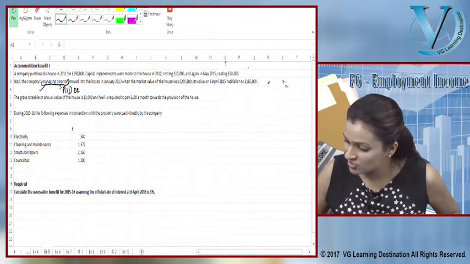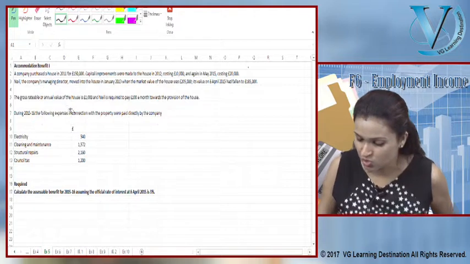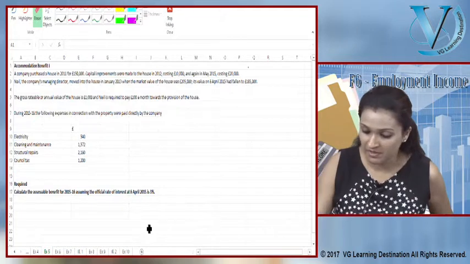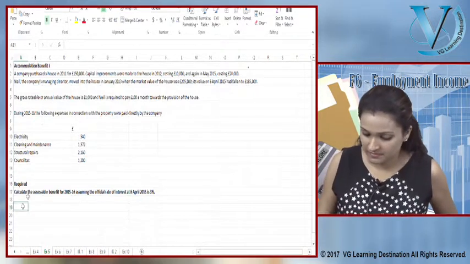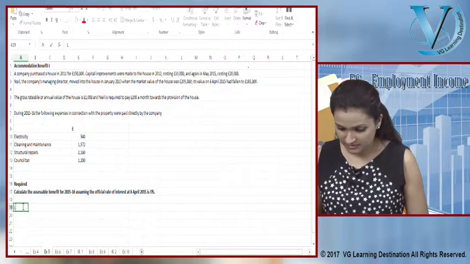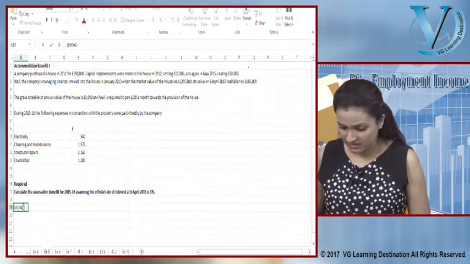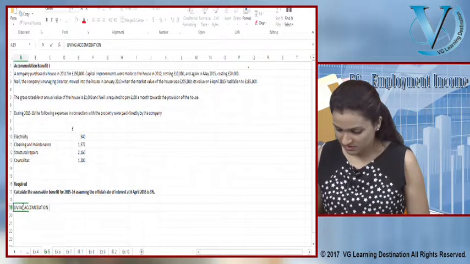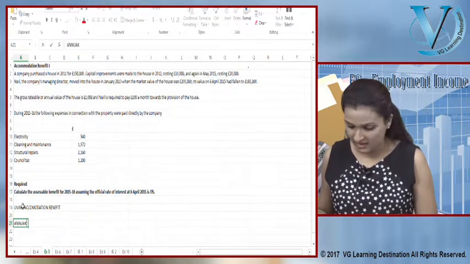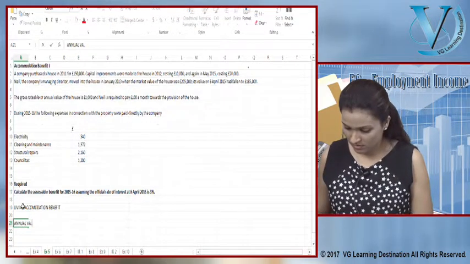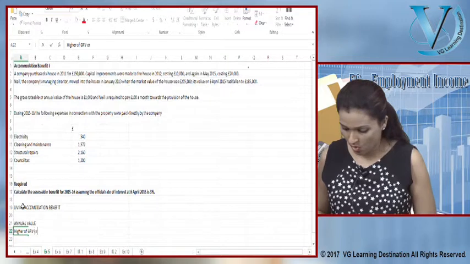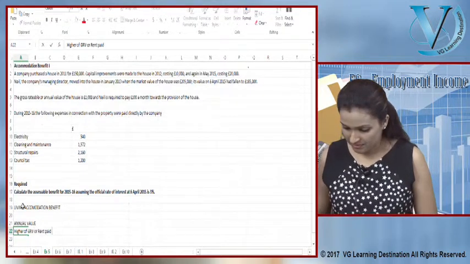Let me just make the question neat for you so that you can copy it down if you wish to. Right, so what do we have? Let's start with the solution. The first benefit being we need to find out the benefit of the living accommodation. So we are finding out the living accommodation benefit. We start off with the annual value, which is the higher of gross rateable value or rent paid by employer.